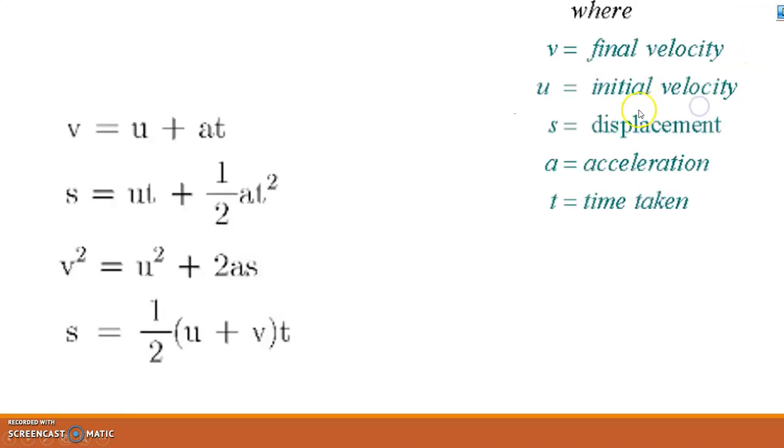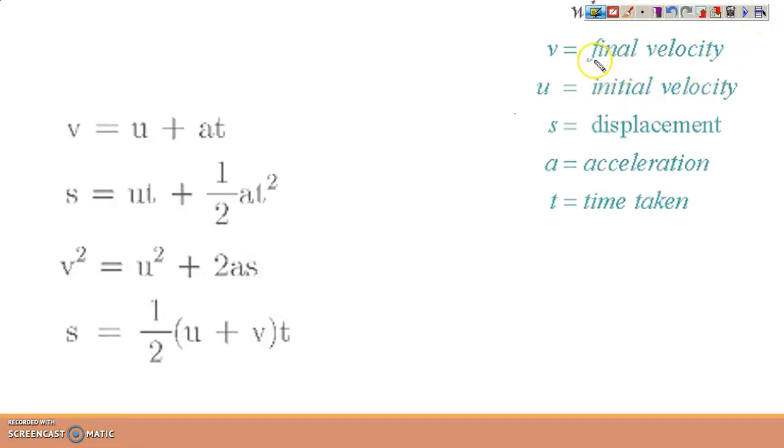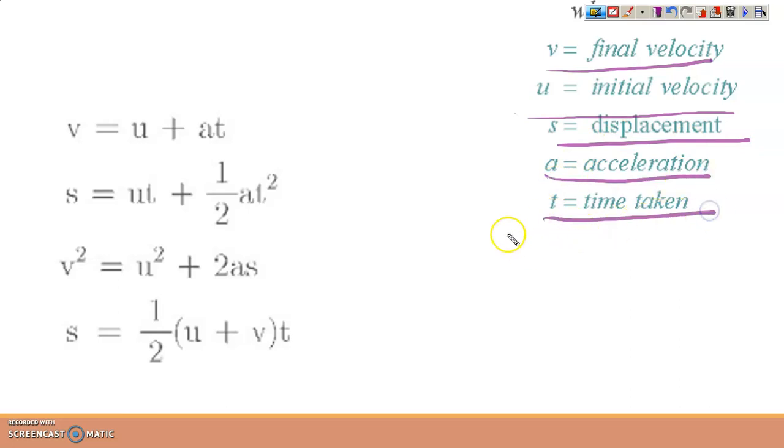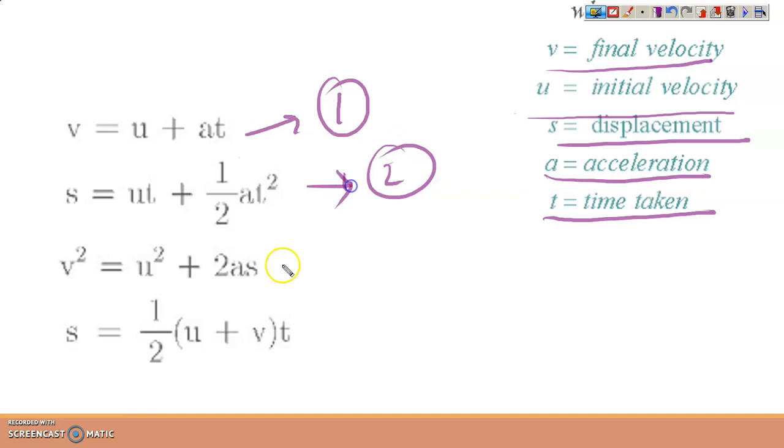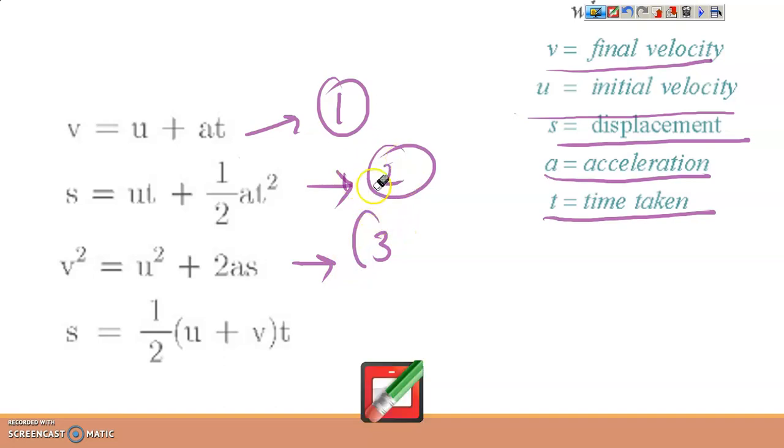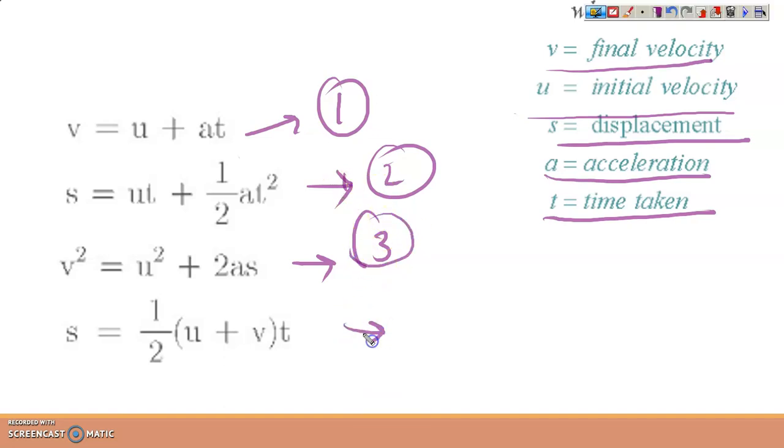Now let's just revise the terms we looked at. v is final velocity, u is initial velocity, s is displacement, a is acceleration, and t is time taken. v = u + at was the first equation of motion. s = ut + ½at² is the second equation of motion. v² = u² + 2as is the third equation of motion, and you can derive it from the second equation if you want to make it easier.